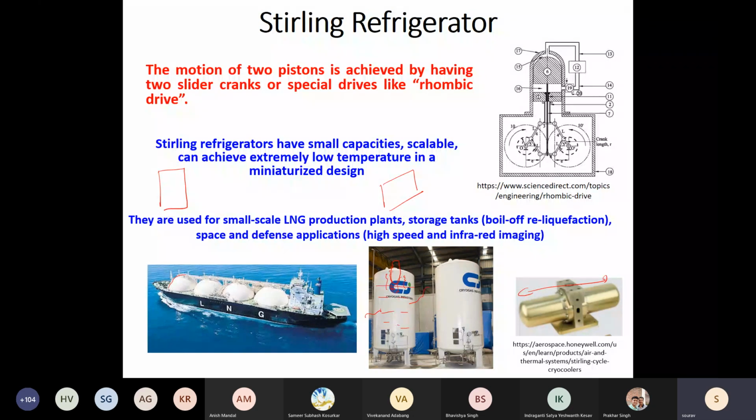So this is a very niche application. The cameras which are used in space or defense applications can also come with these compact cryocoolers.